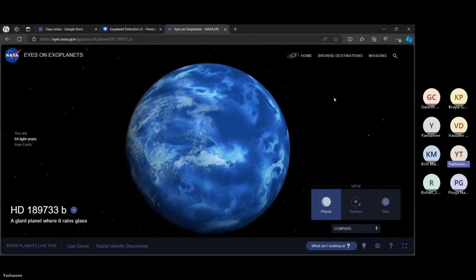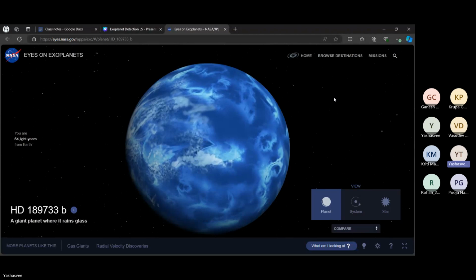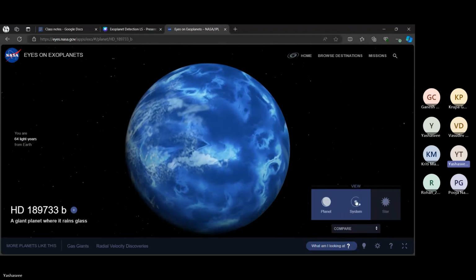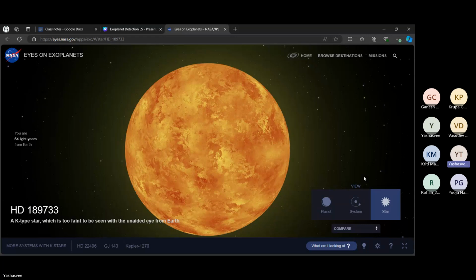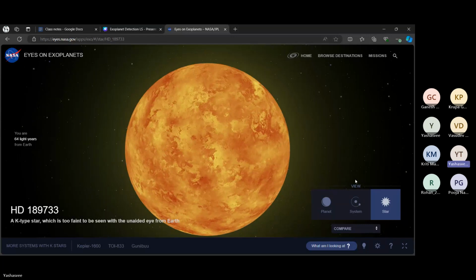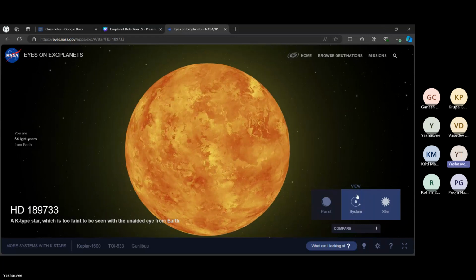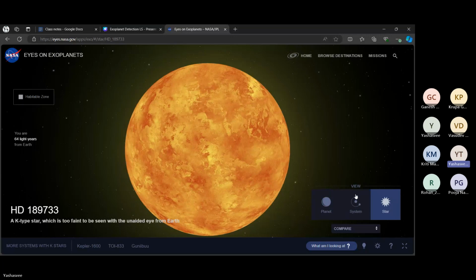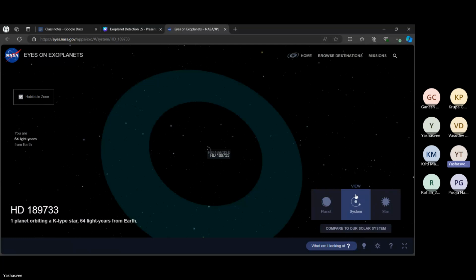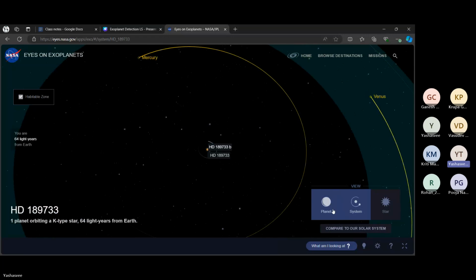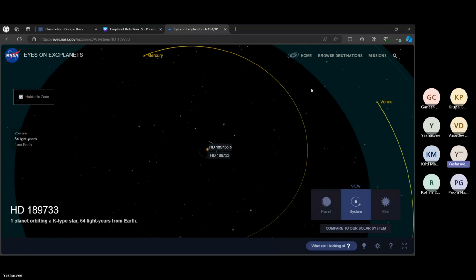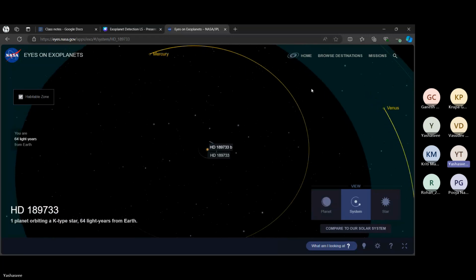Then we have three different views over here. We have the planet view, then we can get its star's view, and also the star's information, or we can get the solar system view, the planetary system view. This we can compare with our own solar system, and we can compare the planet with our own planet as well. It's quite interesting, isn't it?